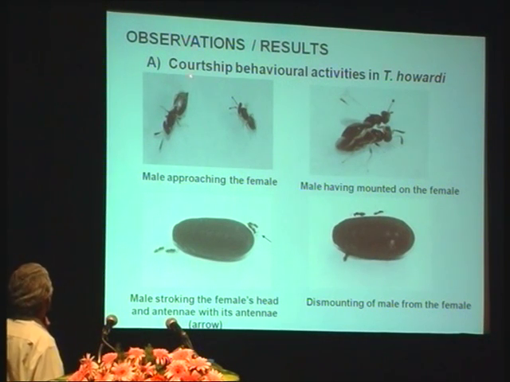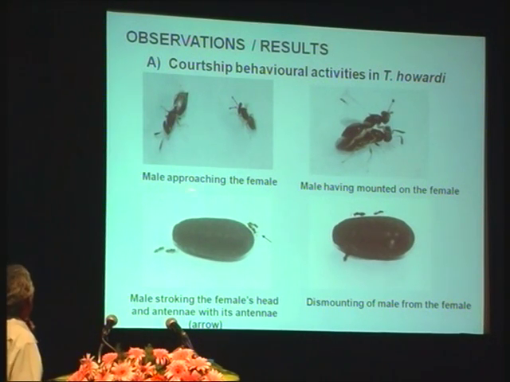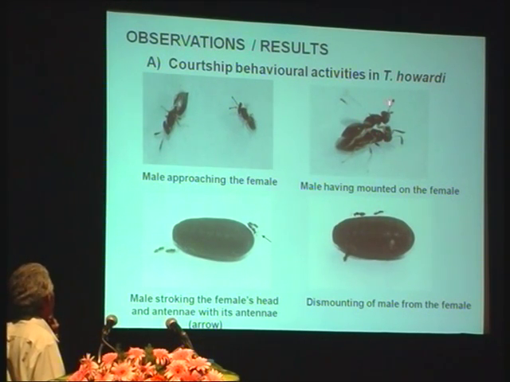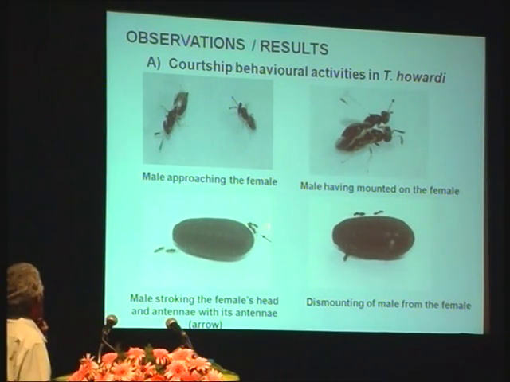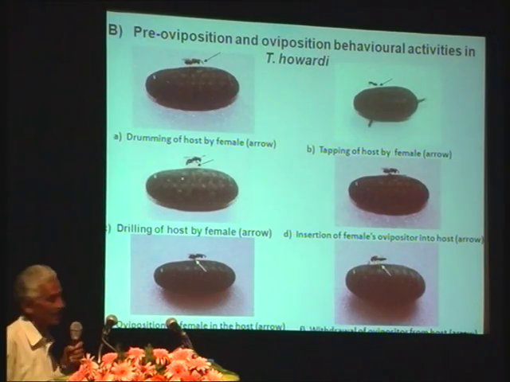One is, we have categorized the whole thing into courtship behavior activities in this parasitoid. This is the female and the male is approaching the female. Then the male has mounted on the female. Here you can see, this is the male and this is the female. And then the male strokes its antennae with the antennae of the female and also the head of the female. It is the stroking. Then after completing their courtship behavior, they get separated. This is the male, this is the female, they are getting separated.